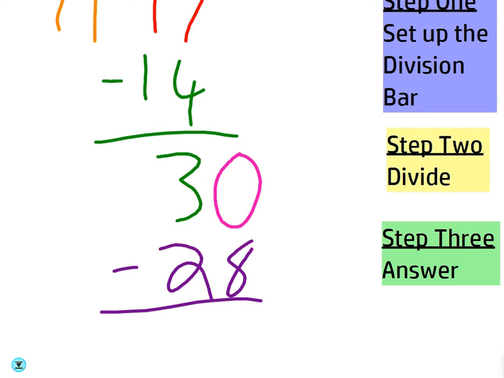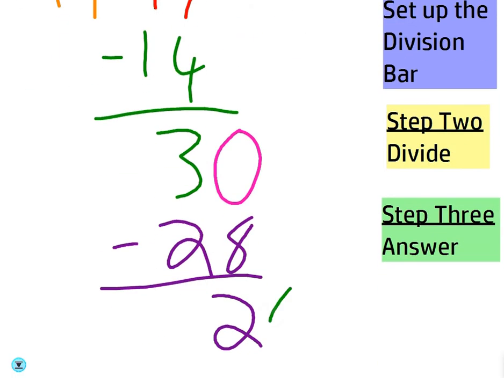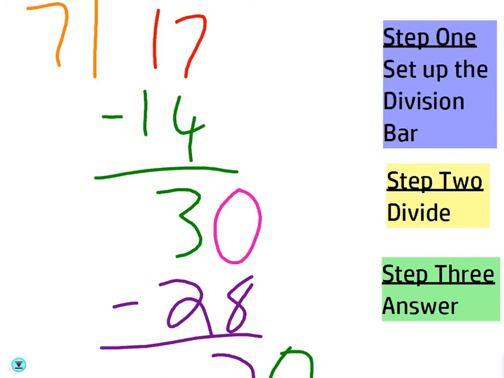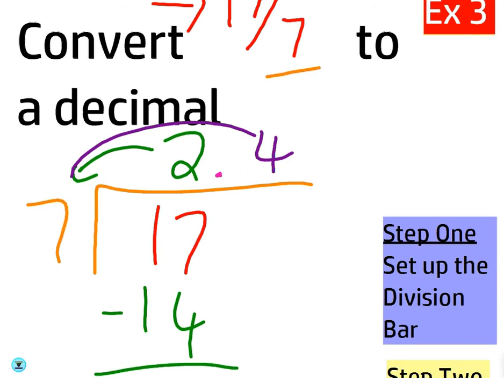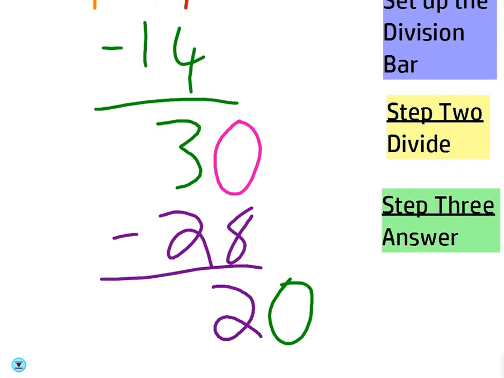Subtract 2. 7 doesn't go into 2, so we're going to have to add a 0. Now, you don't have to put another decimal. Once you put it there, you're done. Yeah, only the first time. So how many times does 7 go into 20?